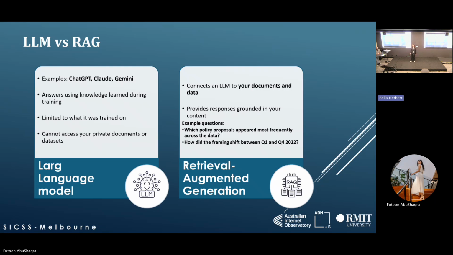On the opposite, when you build a RAG system, what you do is you connect these large language models that exist with a huge amount of data that you have collected. And the answers that you will be provided from that model are based on the data that you have. And you can ask more specific questions and you can get an answer for something particular. For example, which policy proposal appeared most frequently across this data that you've collected? How did the framing shift between Q1 and Q4 of that year?